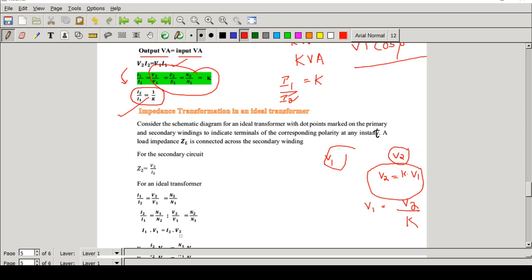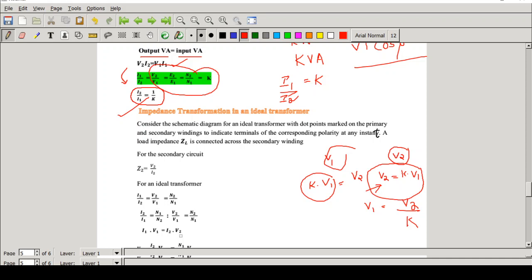Similarly, suppose you want to transfer the voltage V1 in the primary to the secondary, how will you do that? From this particular relation, we get K into V1 is equal to V2. So if you want to transfer V1 to V2, that is, from primary to secondary, you just multiply it by the transformation ratio K. If you know the voltage V1, multiply it by K. That is the same as transferring it from primary to secondary.